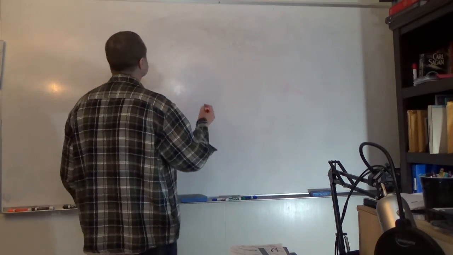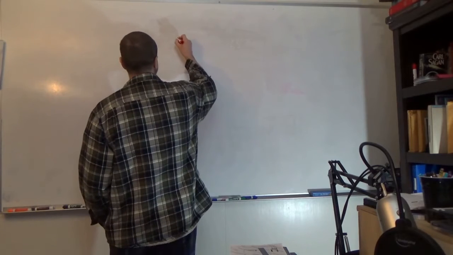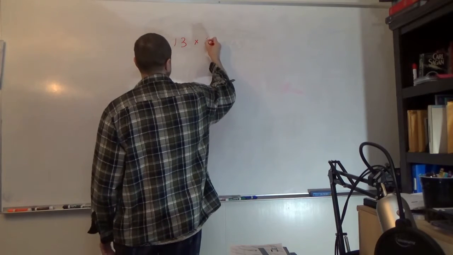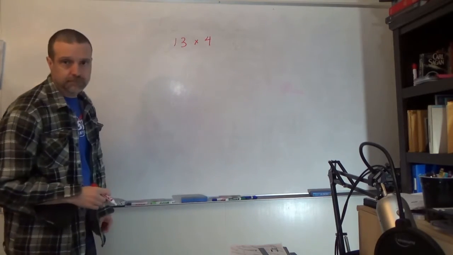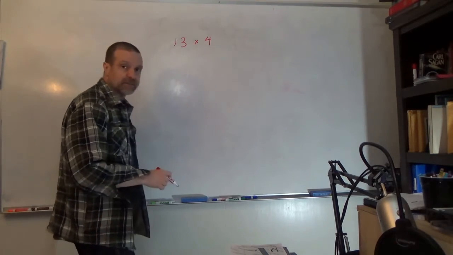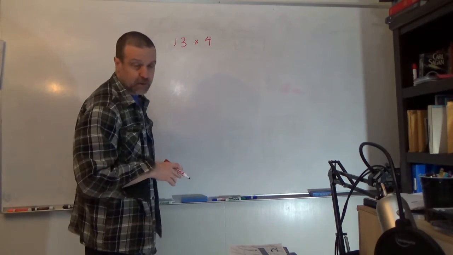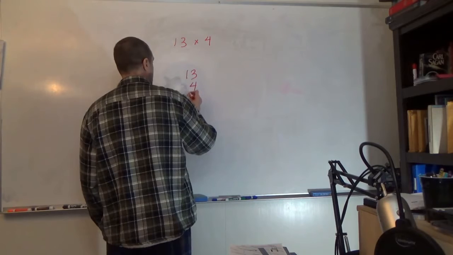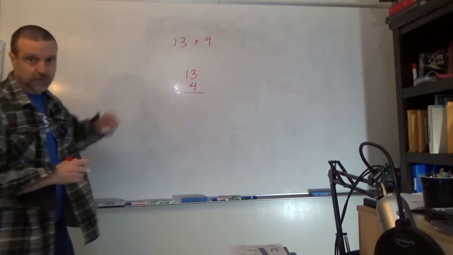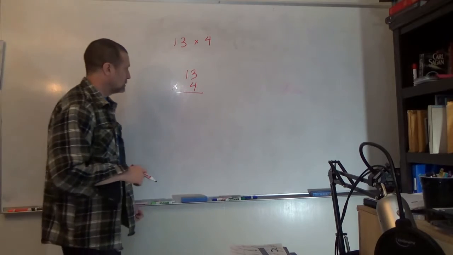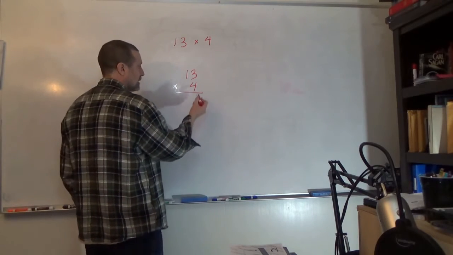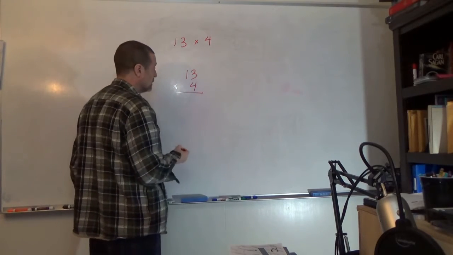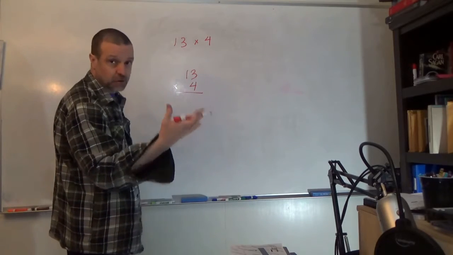The basics of it is that we'll have something, let's say 13 times 4. Okay? We write this out in the column format, the way we did with long addition and long subtraction. 13, 4 times. So we write it this way. And then what we do is we multiply the first digit here, 4, by the first digit on the top row. So 4 times 3 is 12.